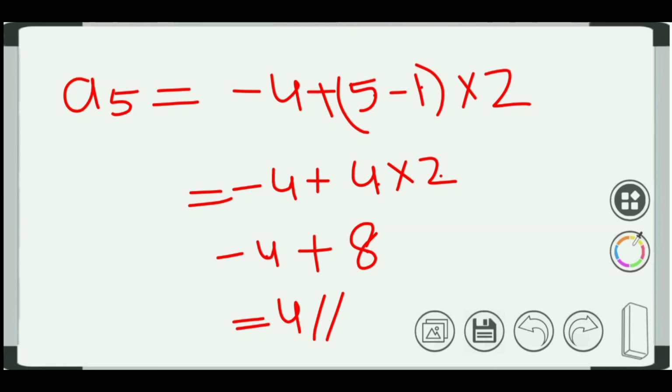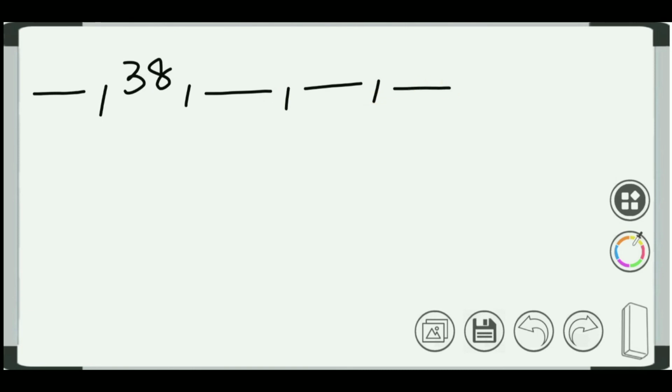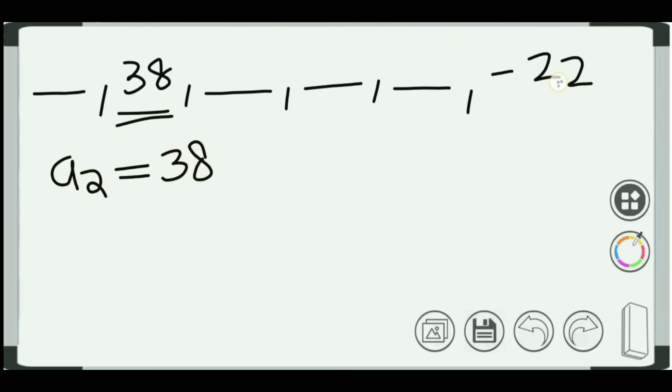Now the last one. First term is not given. Second is given, 38. Third is not there. Fourth is not there. Fifth is not there. Sixth is given as minus 22. Same way, first of all, write down the given values. Second term is given, so you can write A2 is equal to 38. This is which term? 1, 2, 3, 4, 5, 6th term. So A6 is equal to minus 22.